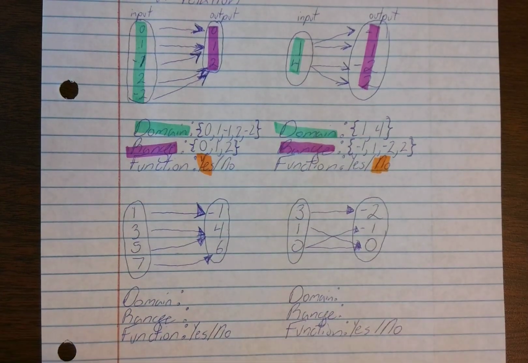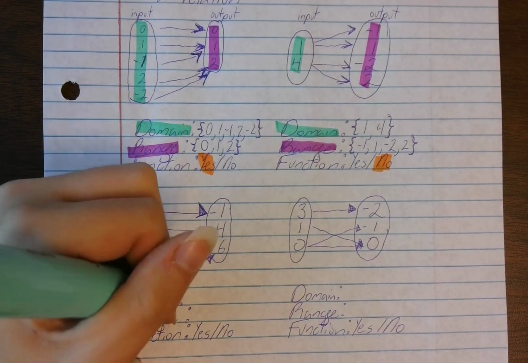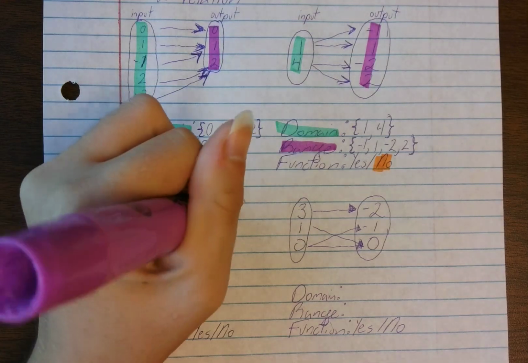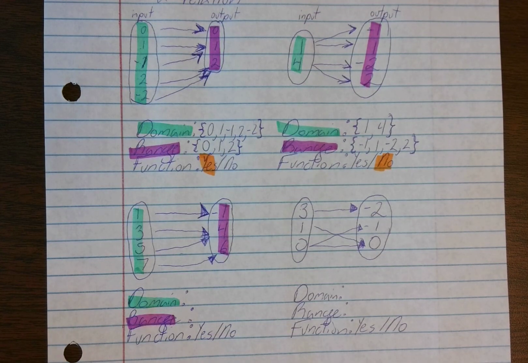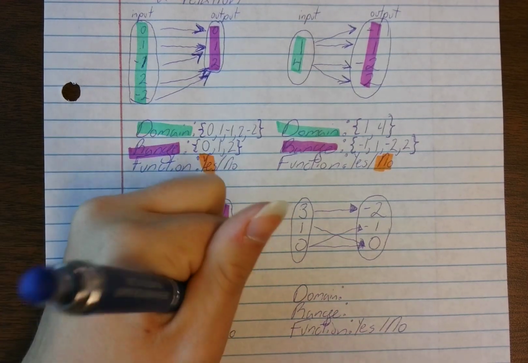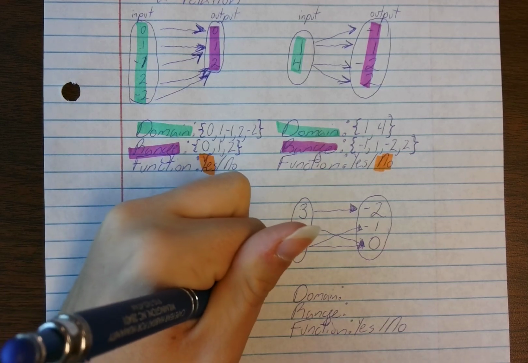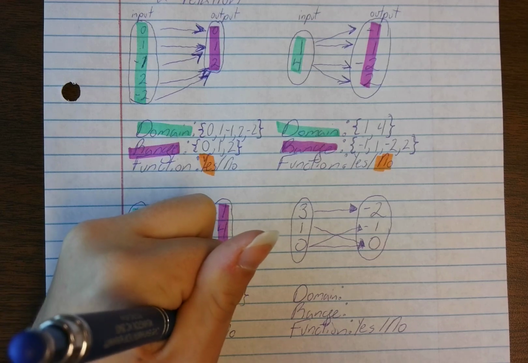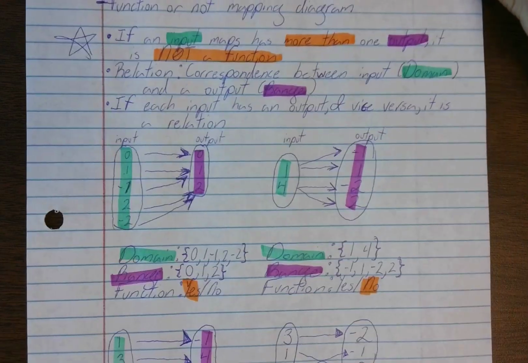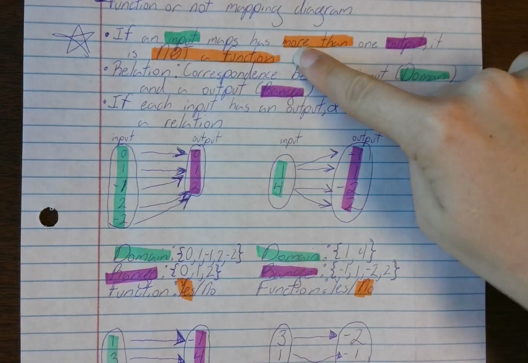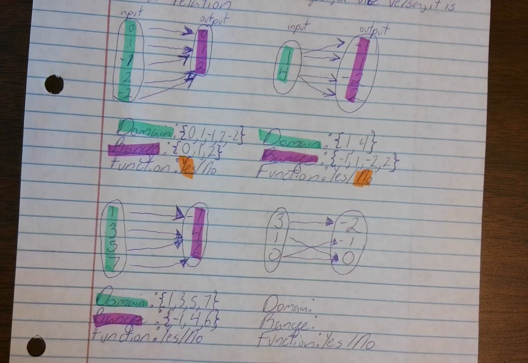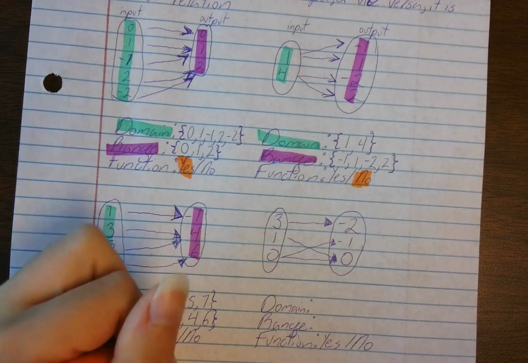Sorry for the shakes. So again, I'm going to highlight my domain, which is going to be my input, and I'm going to highlight my range, which is going to be my output. Okay, so now I'm going to write it down. Squiggle, squiggle. So I should have 1, 3, 5, 7. And then for my range, I have -1, 4, 6. And again, I'm going to reference my thing. Input has more than one output, not a function. So I got to look. So you have one, you have one, you have one, you have one. So he is a function. Awesome.